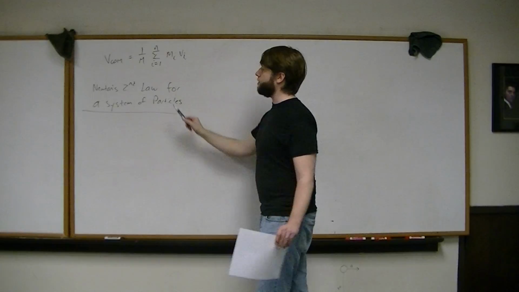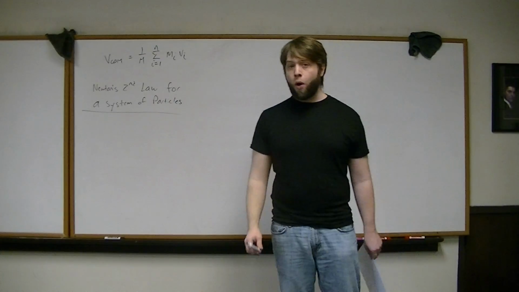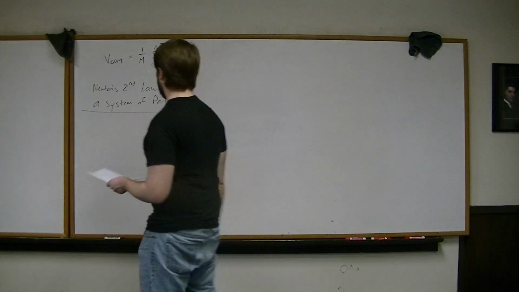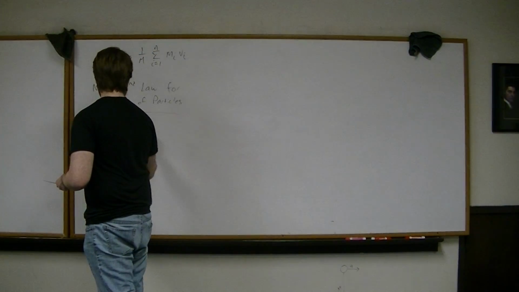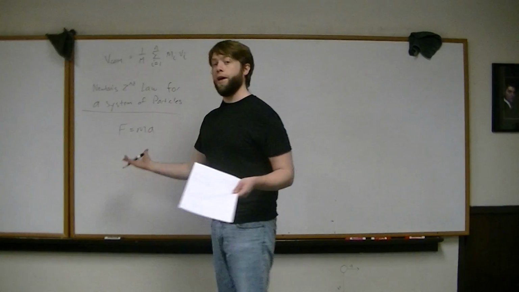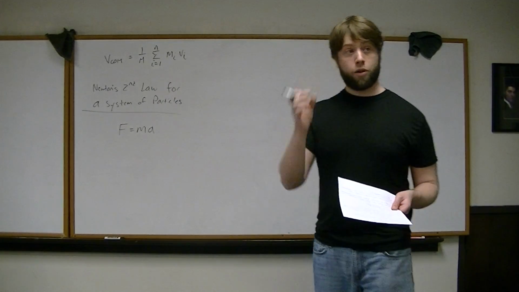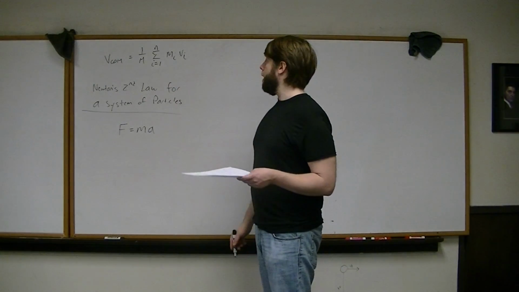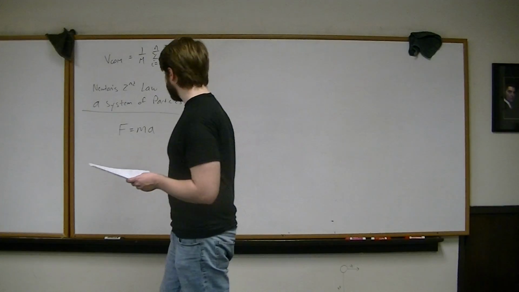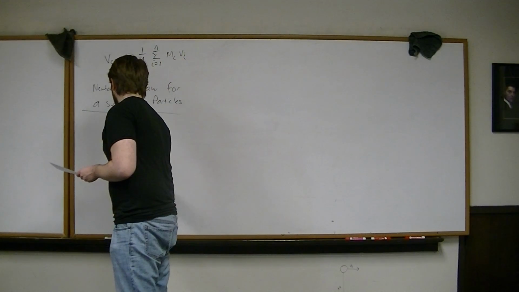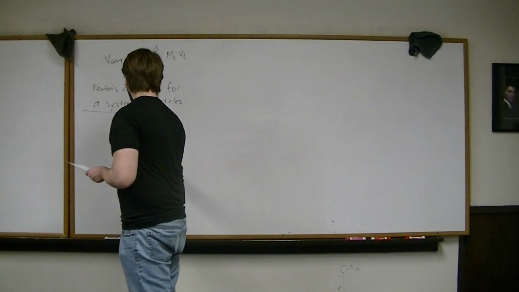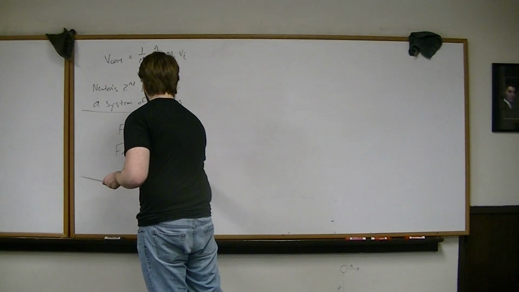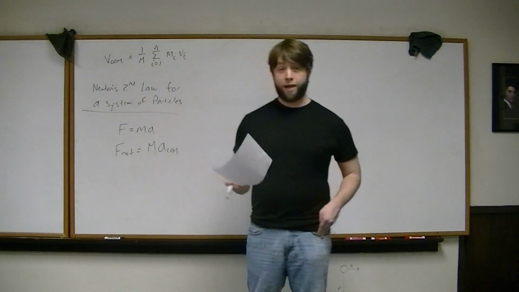What's important to note here is that Newton's second law still holds for a system of particles. If you remember, Newton's second law is that force is equal to mass times acceleration. I haven't used the vector quantities here, I'm just keeping it in terms of magnitudes. Force is equal to mass times acceleration. Now what Newton's second law says for a system of particles is that the net force is equal to the total mass of the system, capital M, multiplied by the acceleration of the center of mass.